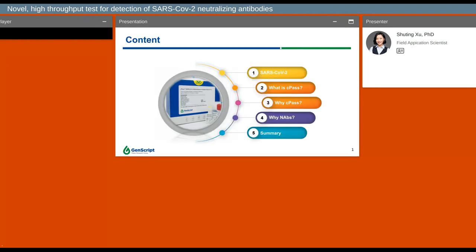So before the talk, I want to give you a brief look of how today's webinar will be. First, I will give you some simple facts about SARS-CoV-2, and then I will introduce you about our cPass kit. Afterwards, of course, I will explain to you why cPass kit is important to use and why you should choose it. In the end, I will explain to you the importance of neutralizing antibodies in the whole combat with COVID-19. And of course, I will end with a short summary for today's talk.